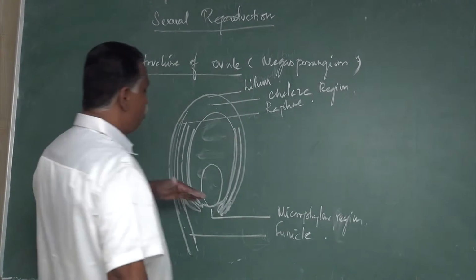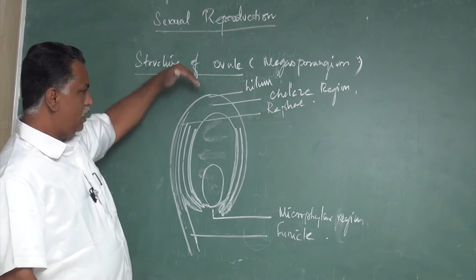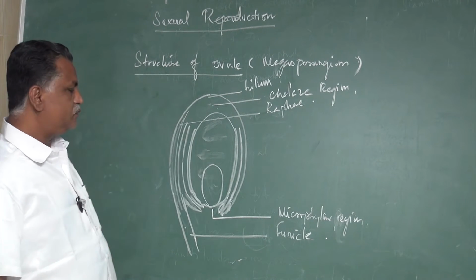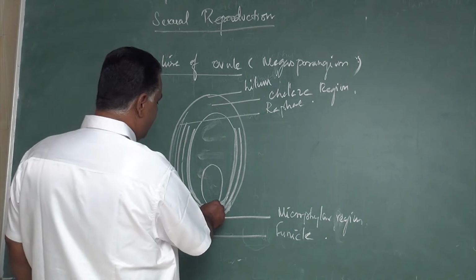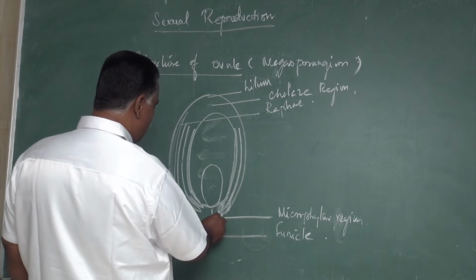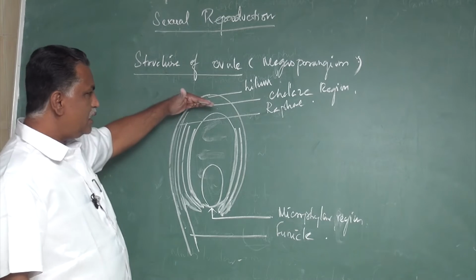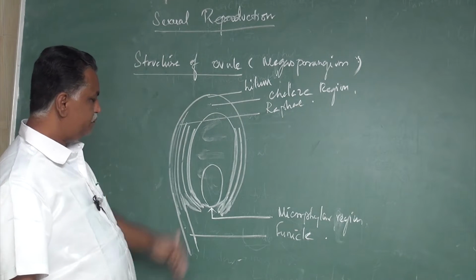So the micropylar region and chalazal region are usually lying opposite to each other. The micropylar region is the place where the pollen tube is allowed to grow, to reach the egg. The chalazal region is the opposite side of that.